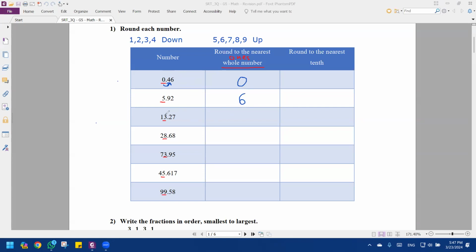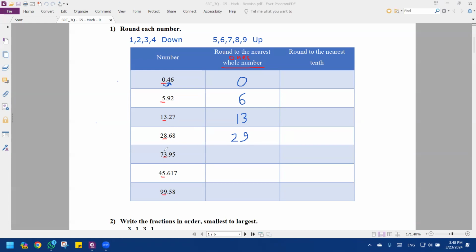Next one, 13. So 3, I look one value behind, it is 2. 2 is round down. So that 3 will stay the same. But do I write only 3? Of course not. We write the value that's underlined and everything that is on the left. So it's 13. Because if I'm rounding 13, it should be something close to 13. So if I write 3, it's wrong. Next one, we have 28. So we underline 8, we check the 6. 6 means round up. So that 8, we add 1, it will be 9. So 29.